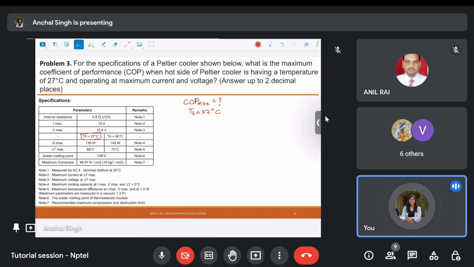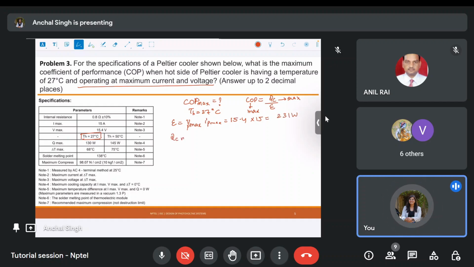Now we know that coefficient of performance is given by QC by E, and in order to find the maximum value of this, we need to find the maximum value of QC also. The operating point is given as maximum current and voltage. So at this operating point, electrical energy will be equal to Vp max into Ip max, which is 15.4 into 15, which comes out to be 231 watts.